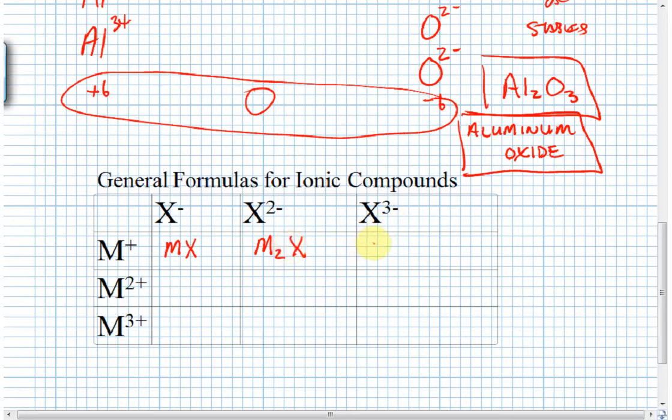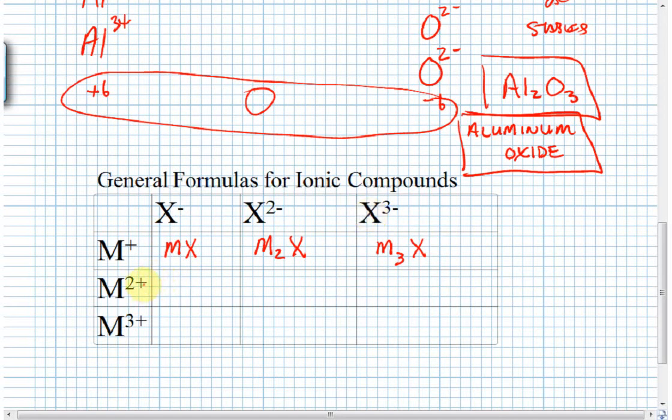Continue that on, stay with a metal with a +1 charge. If I run across a -3 anion, then the formula is going to be what? Well, I hope you're seeing this, M3X. I need 3 of the +1s to balance the 1 -3. Hope that's making sense to you. If not, please pause for a second and go back and think about that a little bit more.